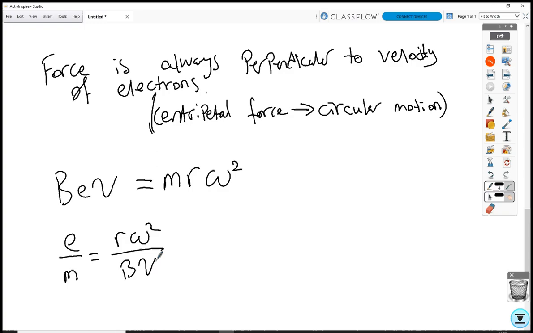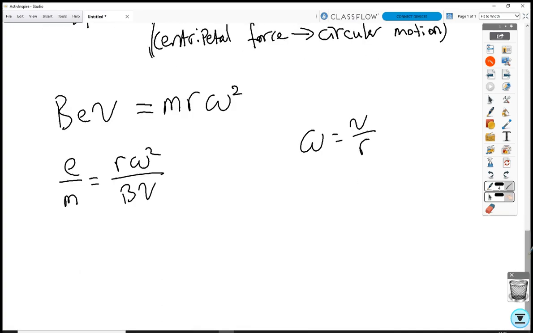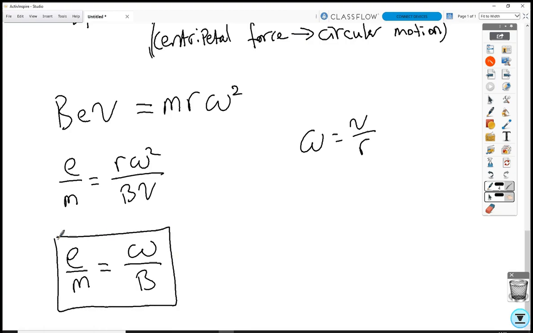Now if you recall that omega is equal to V over R, here we've got R over V, so that's 1 over omega. So that gives us e over m is equal to omega over B. Now, problem is, Thomson didn't have the means to measure the frequency, and by extension, the angular frequency.